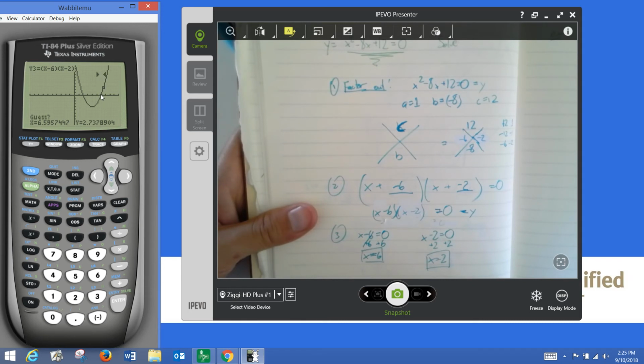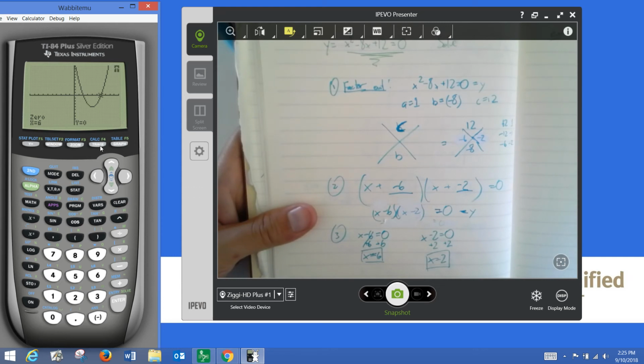It's going to guess where y is equal to 0. So it's a guess. I'm just going to press enter. There you go. X is equal to 6. So that tells me that at that x-intercept, the x point is equal to 6. Let's try that for the other point right here.